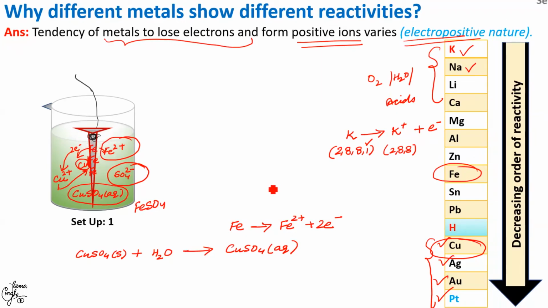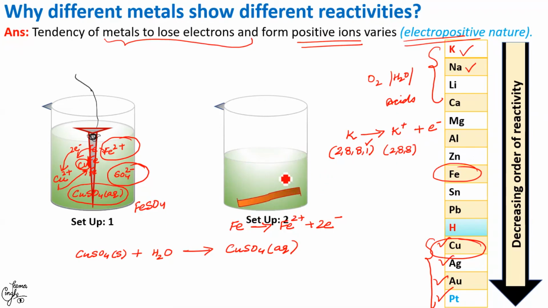Whereas in the second setup, when you add copper metal to ferrous sulfate solution, we see no change, because copper, being less electropositive than iron, is not interested in losing electrons. Copper is happy; it doesn't want to lose electrons and convert to Cu2+ ion. Similarly, FeSO4 means iron is present in the form of Fe2+. It also doesn't want to take electrons and convert into iron, and hence you see no reaction taking place.